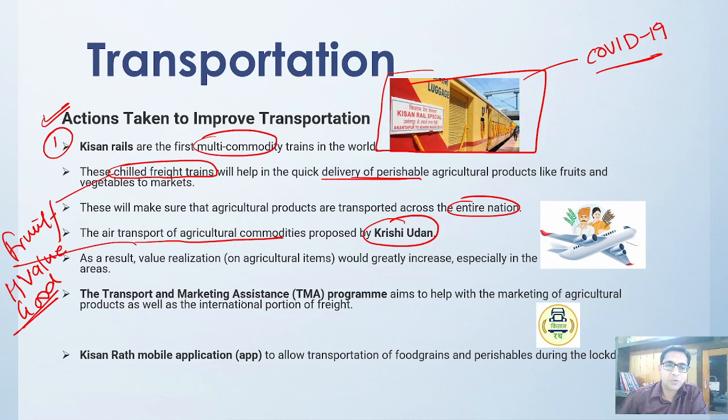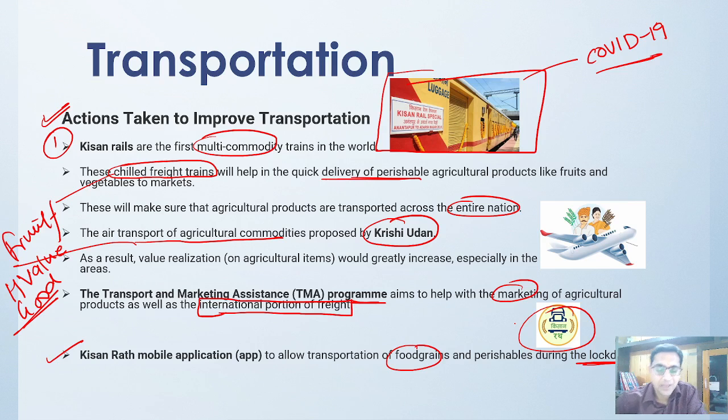Then we have transport and marketing assistance programs for the marketing of agriculture and also to provide international portion of the freight. Then the Kisan Rath mobile application is there, which allows transportation of food grain and perishables during the lockdown. You can just download that application and register your name, what type of product, and all the things. This is helpful in transportation of food grain throughout the country during the lockdown.